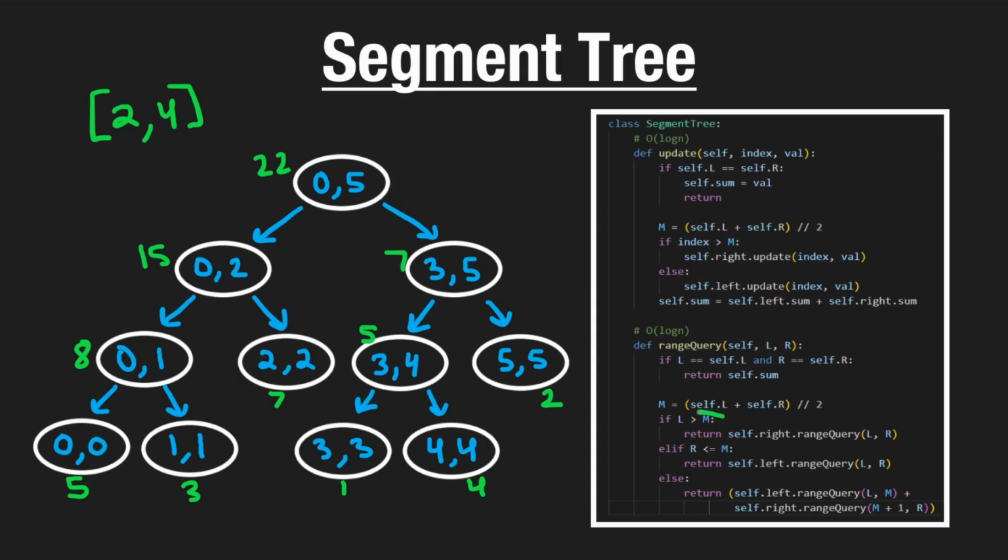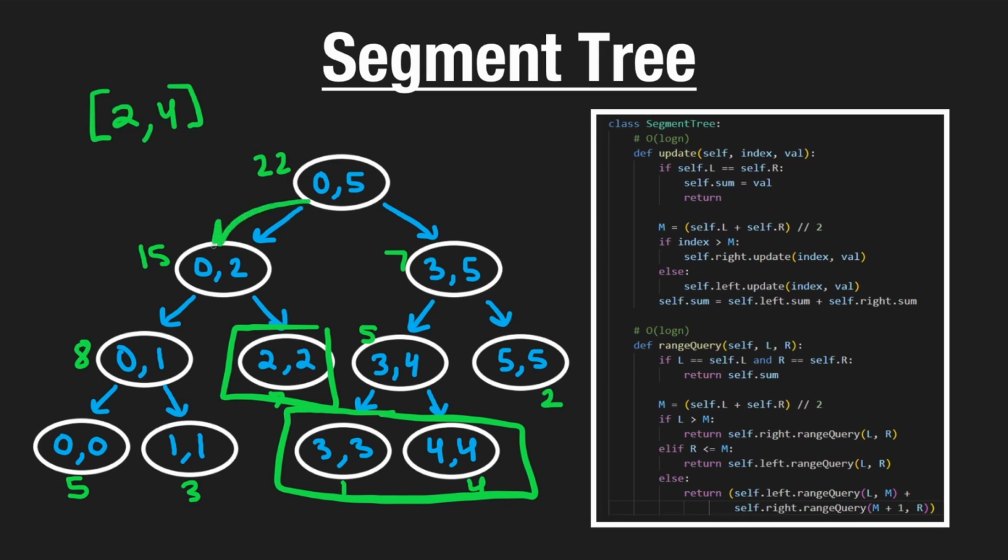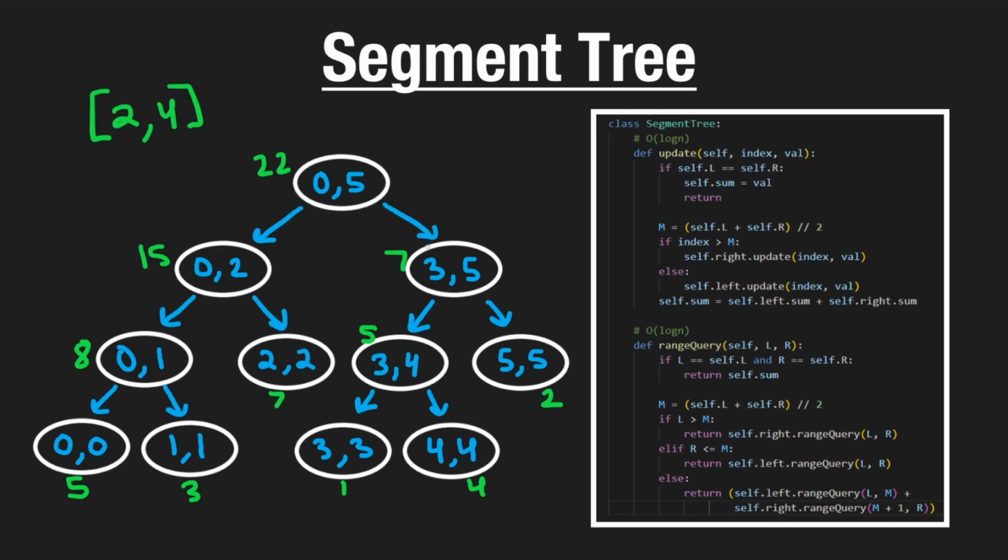And in this case, neither the first if statement or the second one would execute because our range 2 to 4 is on both sides of the tree. We have a 2 here, we have the 3 and 4 over here. So we have to go to both sides to calculate the total that we're looking for. So the else case does exactly that. We call the range query function recursively on the left child and the right child.